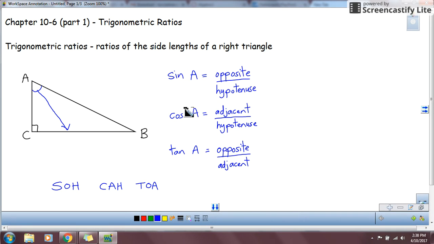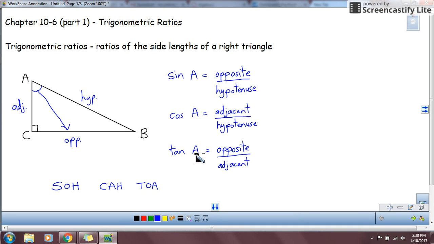Cosine of A equals adjacent over hypotenuse. Now, if this is opposite to A, and if this is your hypotenuse, this side must be your adjacent side. Adjacent means next to. Now, I know the hypotenuse is also next to this angle, but the hypotenuse is your longest side. So it's the side that is next to this angle that is not the longest side of the triangle that is your adjacent side.